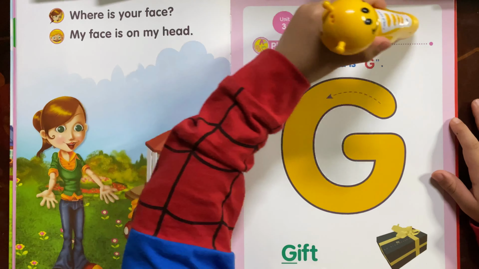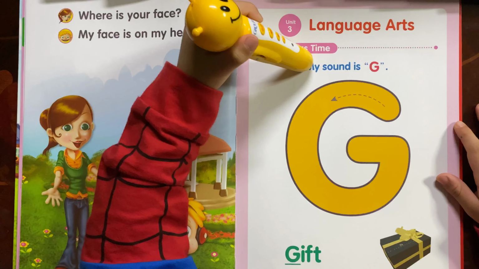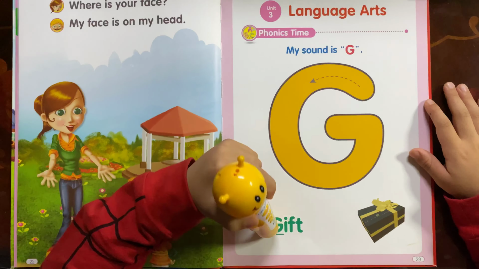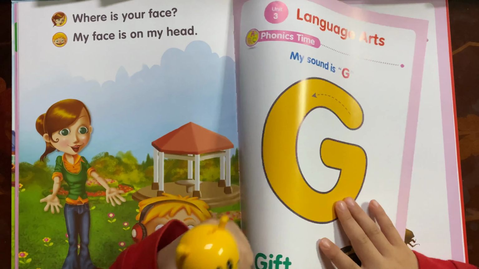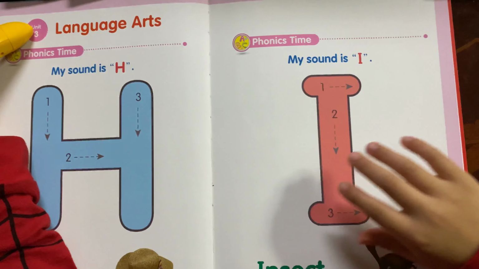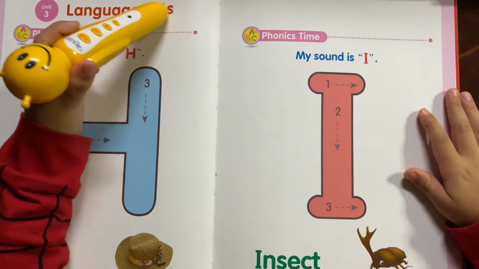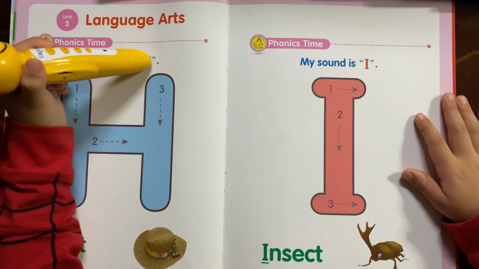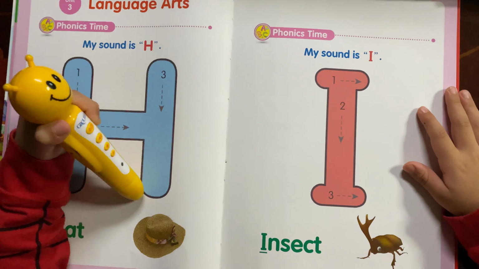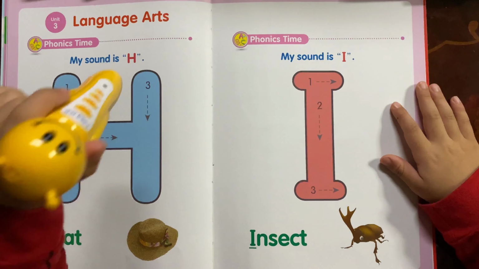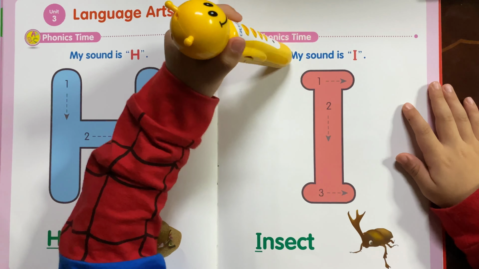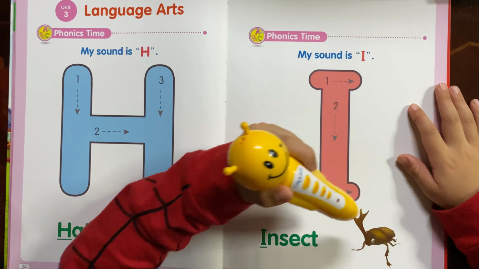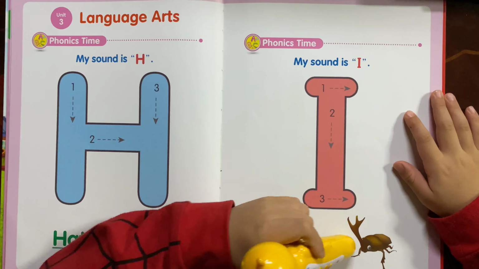Unit 3, language arts. For next time, my sound is G. G. G. Gift. Gift. Unit 3, language arts. For next time, my sound is H. H, H, H, hot, hot. For next time, my sound is I. Insect, insect.